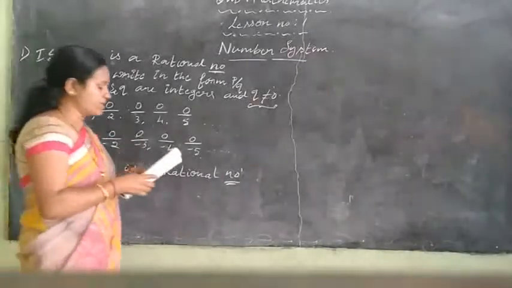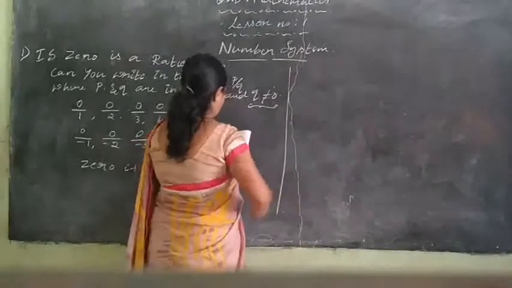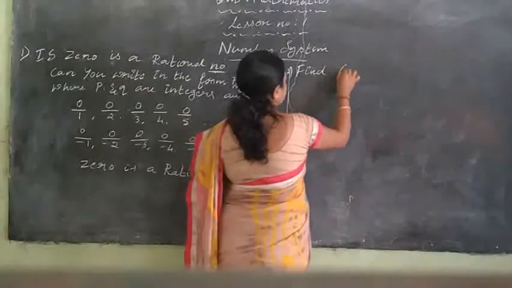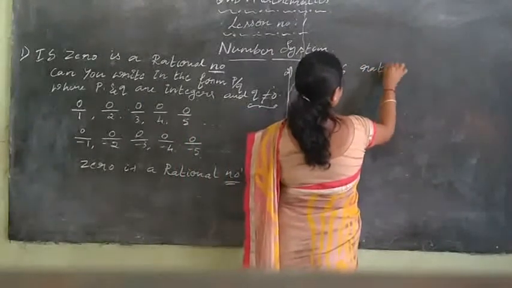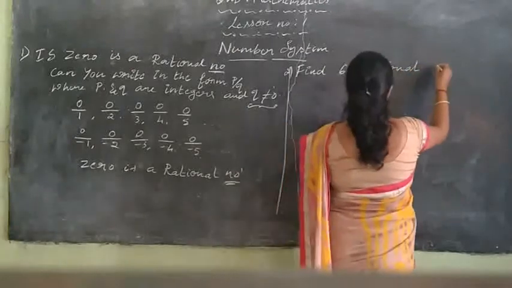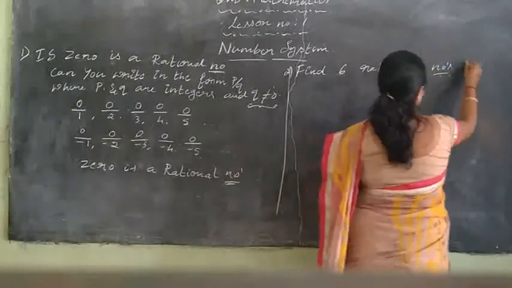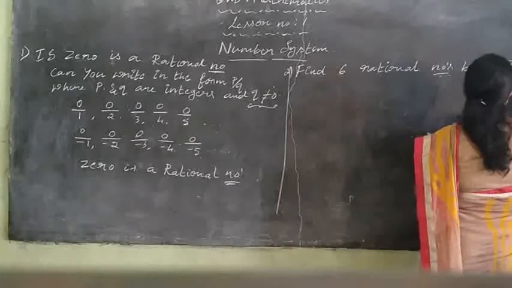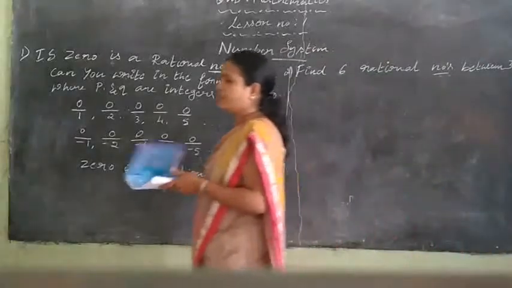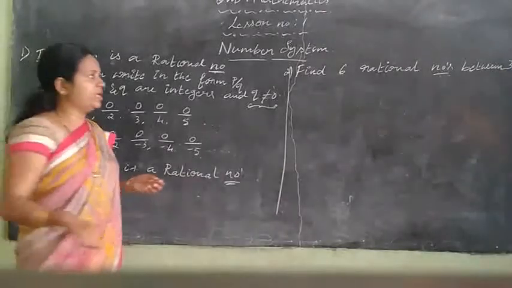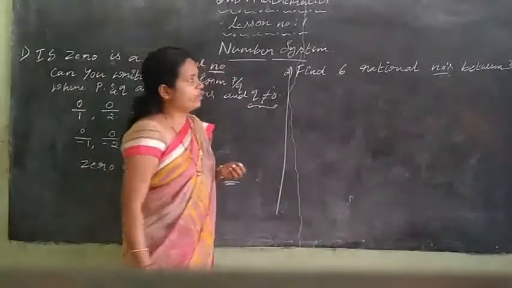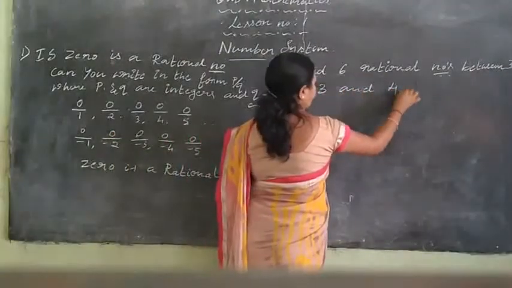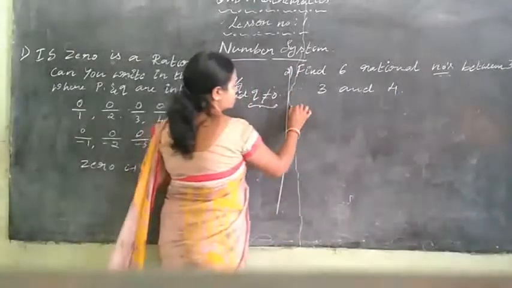See, the second one, what is that? Find 6 rational numbers between 3 and 4. Find 3 rational numbers between 3 and 4. So now we have to write the rational numbers between 3 and 4. So how to write? Let us see.